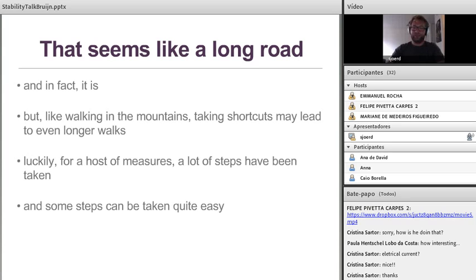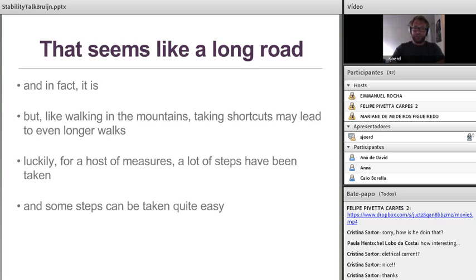But luckily for a lot of measures, a lot of these steps have been taken already, and this is also in the review we wrote. We have an overview of this, and some of the steps can actually be taken quite easily. For instance, the modeling work, if you have somebody in your lab who is good with models, it doesn't have to take too much time to just test that. And also if you have a database with a lot of data from fallers and non-fallers, the 4th step is also not, it doesn't have to be so hard.